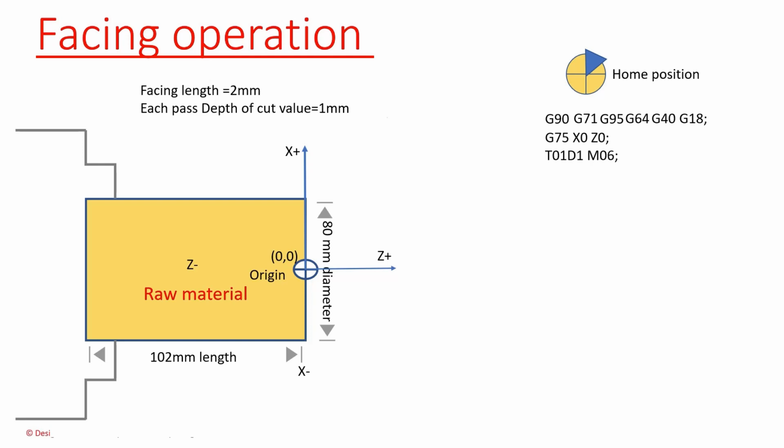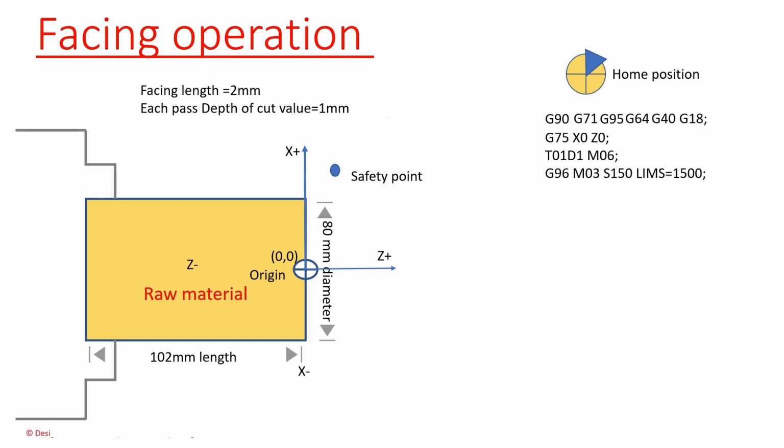Next, activate the spindle speed and direction. G96 M03 S150 LIMS equals 1500. G96 constant cutting speed on. M03 spindle rotates in a clockwise direction. LIMS means maximum speed.